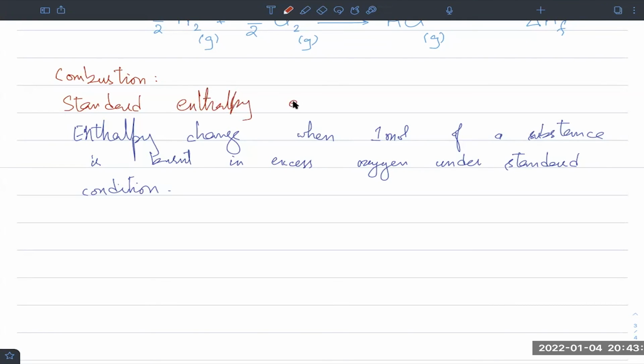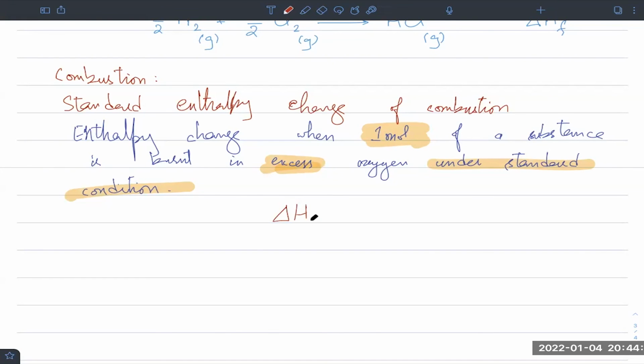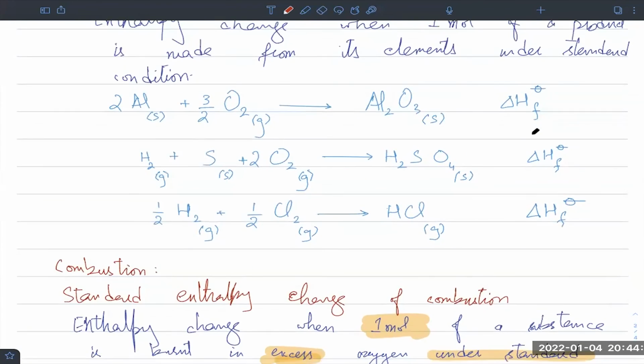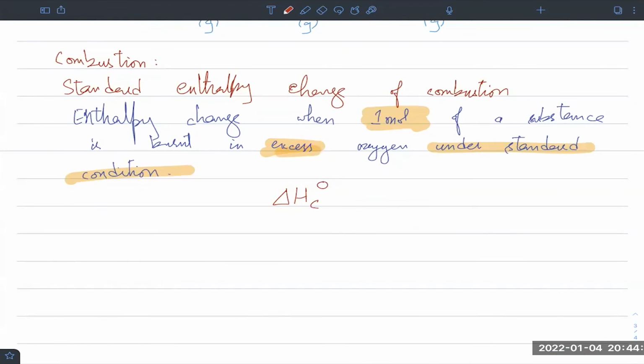of combustion, then it's important that first of all, you burn 1 mole of the substance. That's the most important part for the standard part. Then oxygen must be in excess. And thirdly, you must have standard conditions. These 3 requirements are important for the standard enthalpy change of combustion. And we mention it using this symbol, delta HC. So C means combustion, just like formation was represented by F, with the standard symbols there. All right.